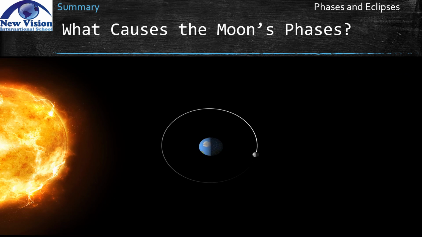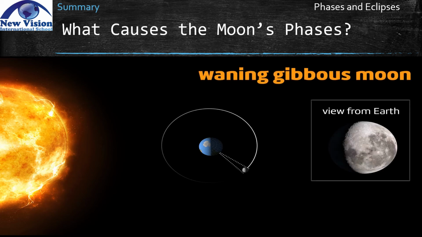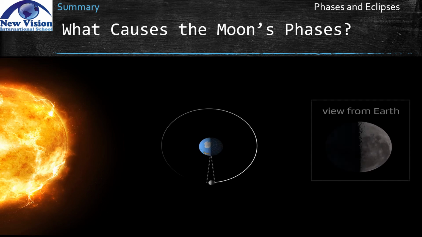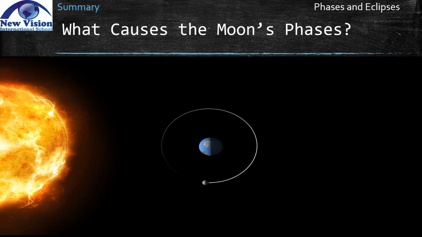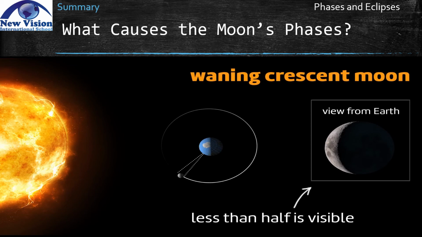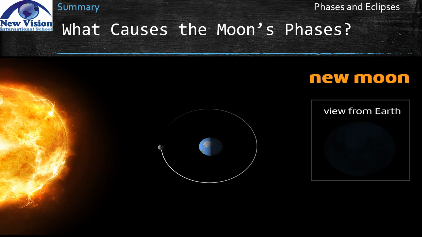On the second half of the moon's journey, we see less and less of its bright side. We say that the moon is waning. First, we see a waning gibbous moon, where we can still see more than half of the bright side. When the moon reaches 3/4 of the way around the Earth, we again see half of the moon lit up. This time it's called the third quarter moon. We then see less than half of the moon, called a waning crescent moon. Finally, we see another new moon, and the cycle begins again.